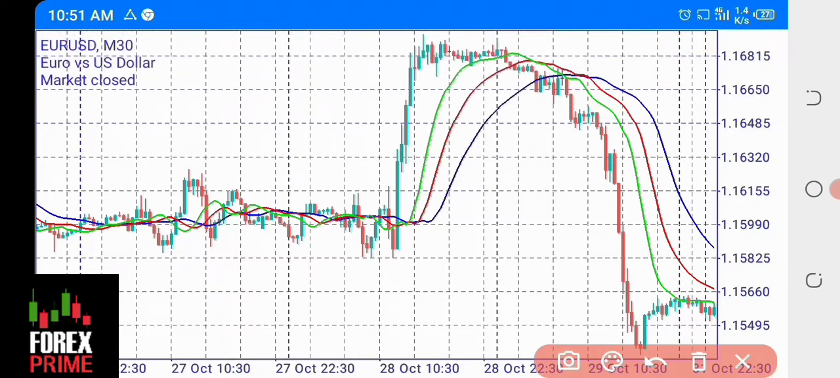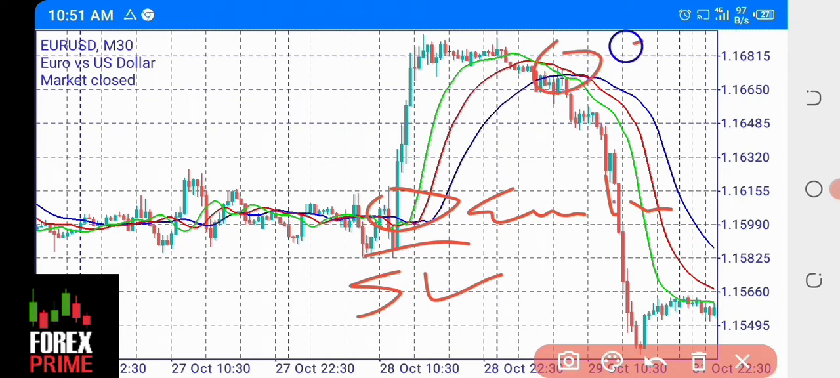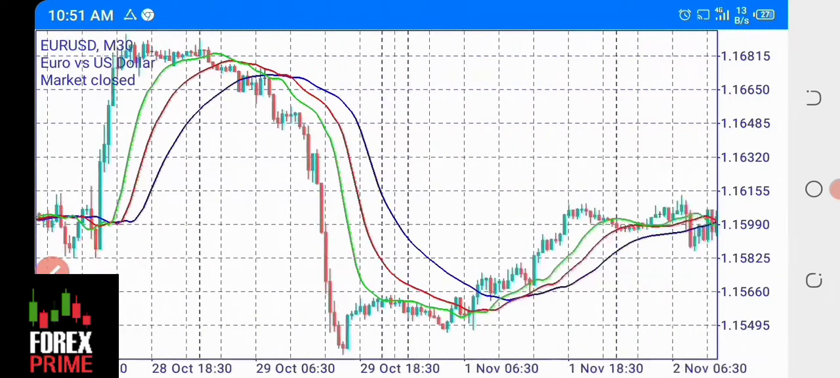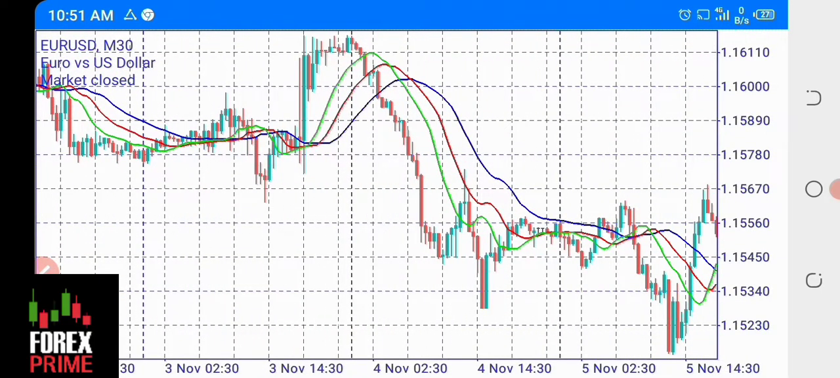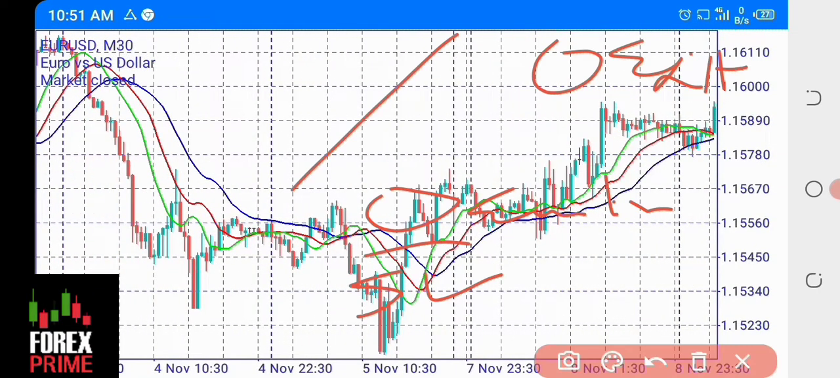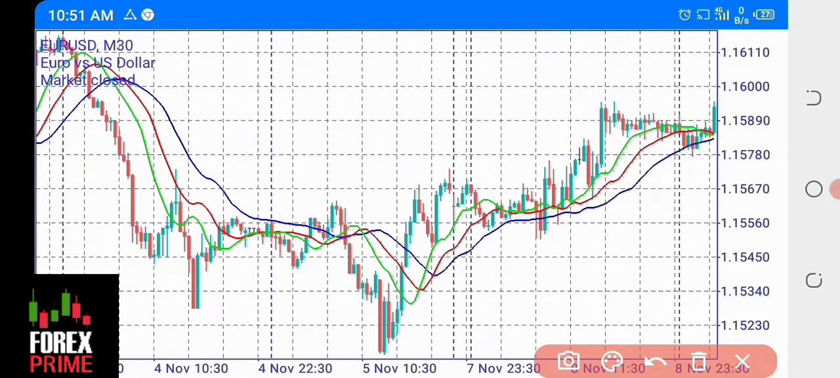Here also, SL, entry, exit. Let's take note. All right. Now, let's move on. Remember, we are not supposed to be trading when these lines are intertwined. So let's take note of it.